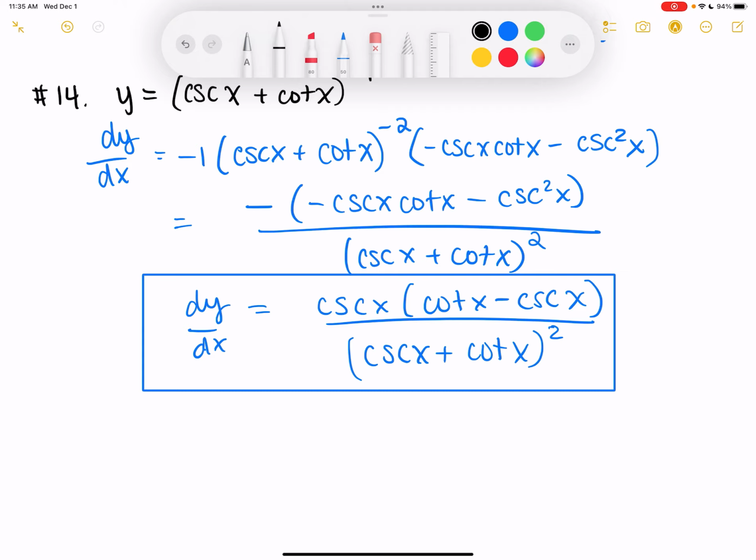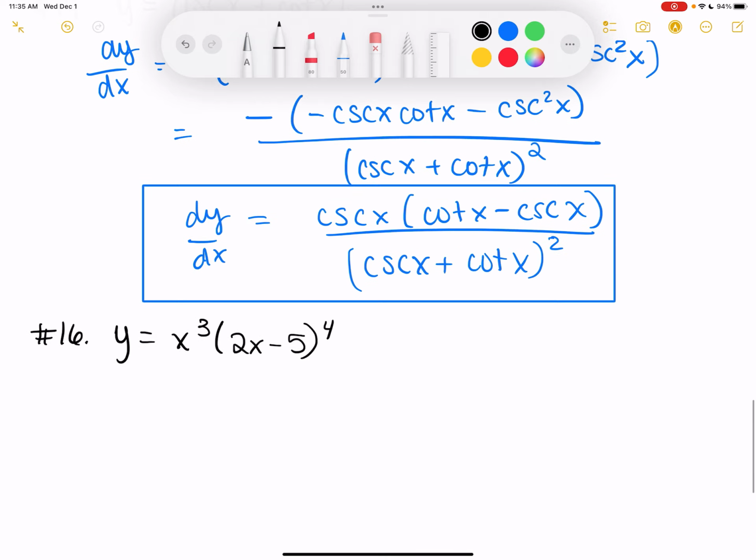All right, 16. Y is equal to x cubed times (2x minus 5) raised to the 4th. So similar to the one we had earlier, we have a product rule and a chain rule happening here, because I've got stuff in parentheses being raised to a power, and then I've got two things being multiplied. So I'm going to treat this as a product rule and then also a chain rule within that.